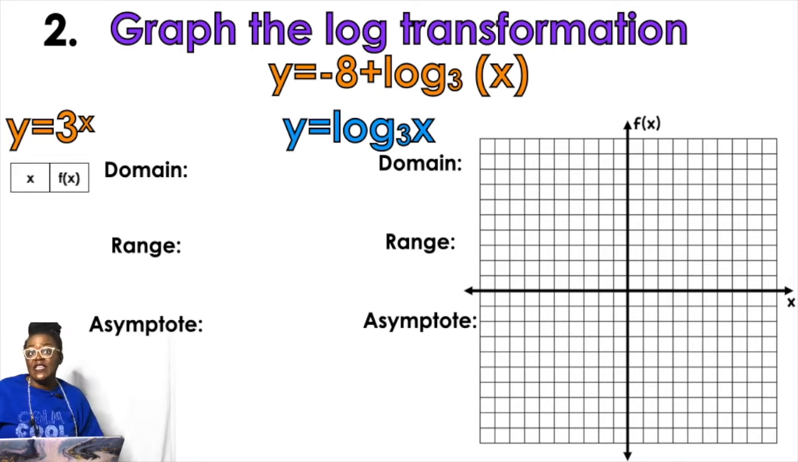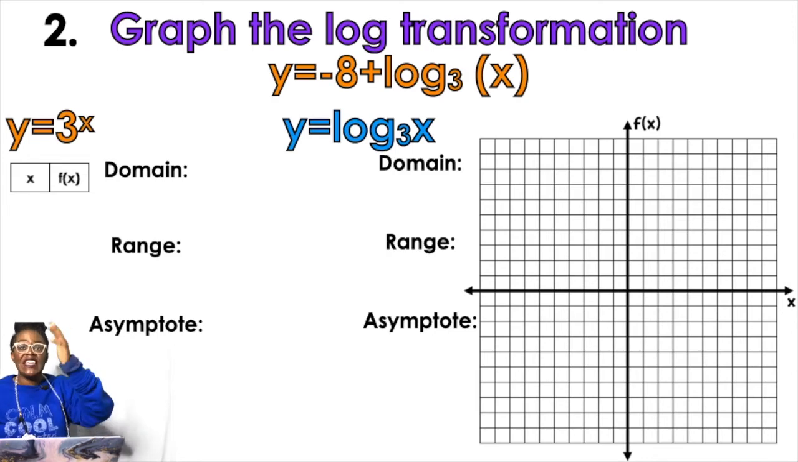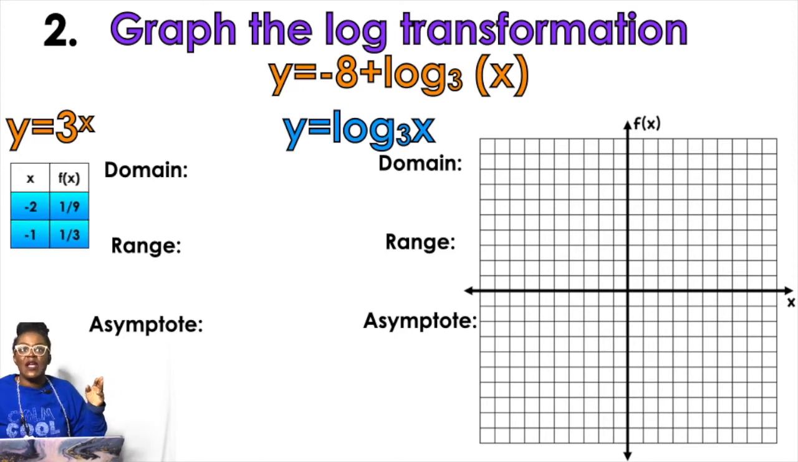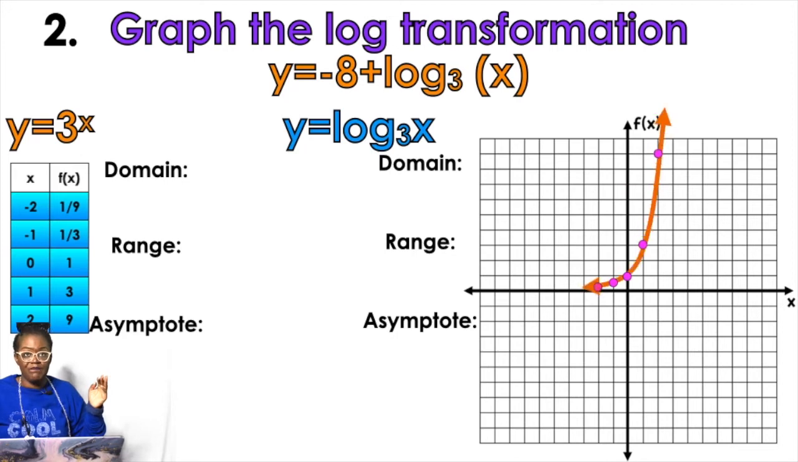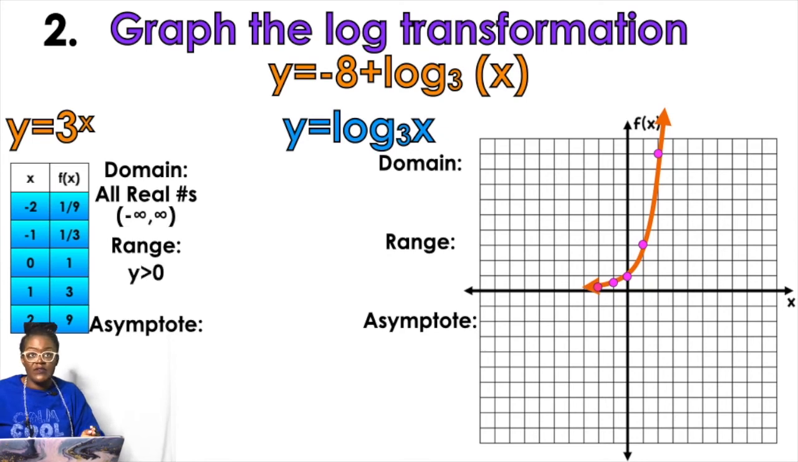This is going to be a vertical shift down 8 spaces, right? So take the parent function, log base 3, and then find the exponential of that, which is y equals 3 to the x. That's what I'm going to make a table for, just so that we're plotting those points. Just to cover our bases, we got domain, all real numbers, negative infinity to positive infinity, y is greater than 0, 0 comma infinity, y equals 0.